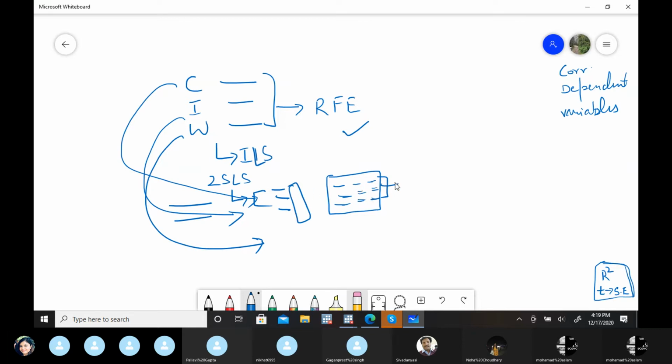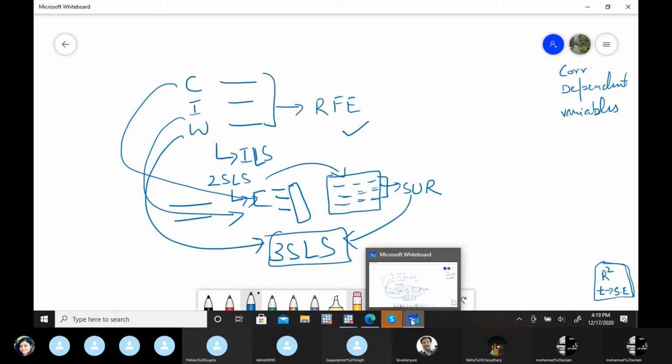So that's now a scenario of seemingly unrelated regression. So when we apply the seemingly unrelated regression on these 2SLS estimates, that we say 3SLS, three-stage least squares. So it actually refines, like I told you in the example of seemingly unrelated, that if your dependent variables are correlated, then apply it. Same is the method for 3SLS here.